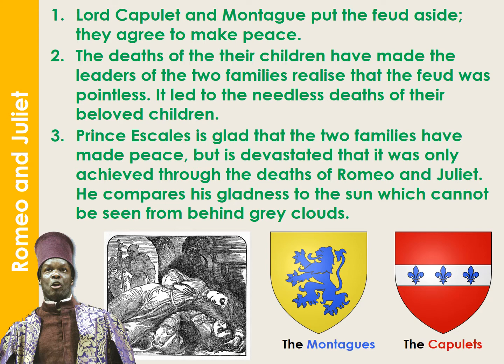Prince Escalus is glad that the two families have made peace, but is devastated that it was only achieved through the deaths of Romeo and Juliet. He compares his gladness to the sun, which can't be seen from behind grey clouds. So, as we said before, even though there's this peace, it's not yet strong enough to be seen. There's still too much sadness about these unnecessary deaths of Romeo and Juliet at this point. If you got these answers, that's brilliant. If you didn't, make a note of them and add any ideas that you missed to your notes.